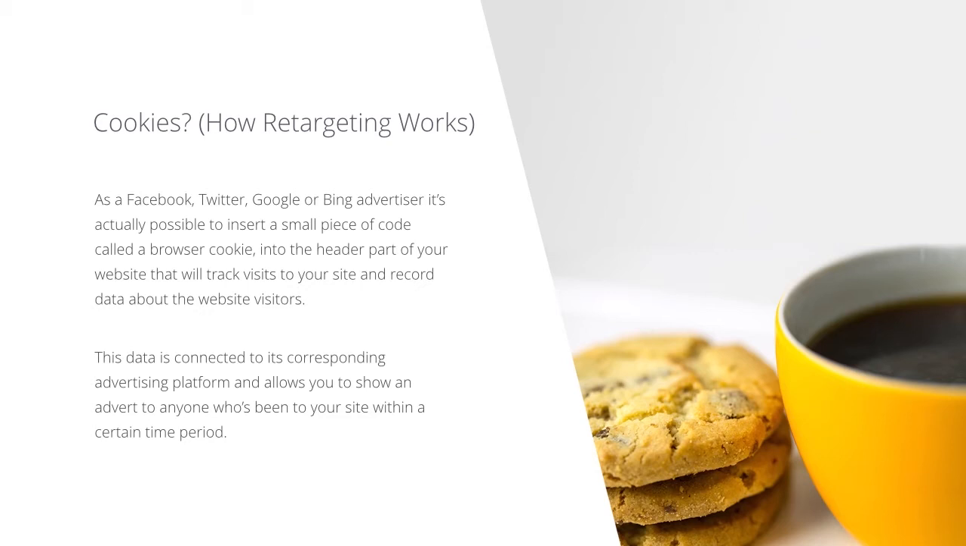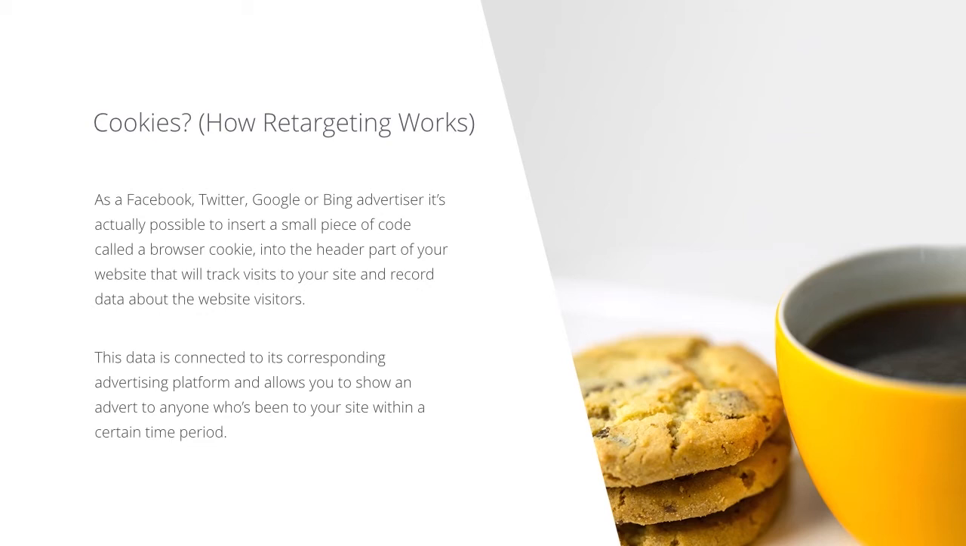Now, this data is connected to its corresponding advertising platform and allows you to show an advert to anyone who's been to your site within a certain time period. So that way, anyone who's seen your blog or been to your website without signing up to your email list or without making a purchase can be kept inside the loop. They can be kept inside your sales funnel until they're ready to move to the next stage of the cycle. So using this technique, you can build audiences of people who have visited specific web pages on your site, so you can continue your engagement from wherever they've left off.